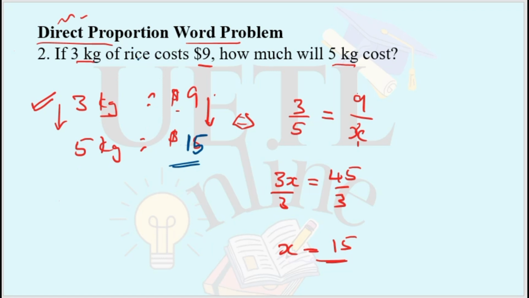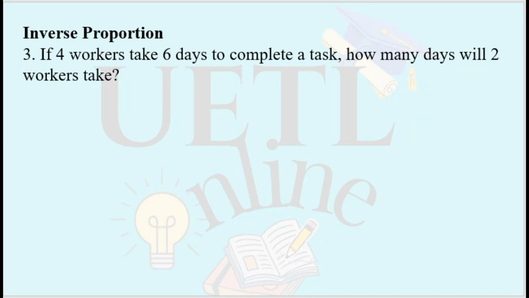Let's go on and see what an indirect proportion is. The correct term for it is inverse proportion, not indirect, it's inverse proportion. Let's see how it works. The working is the same, there is just a slight difference. Here the question says that if 4 workers take 6 days to complete a task, how many days will 2 workers take? Let's write our rates here.